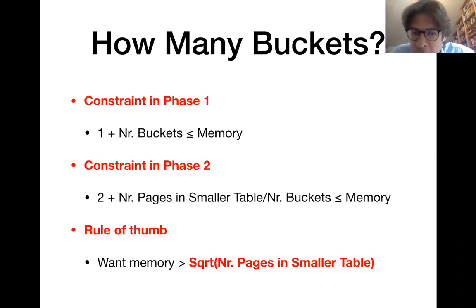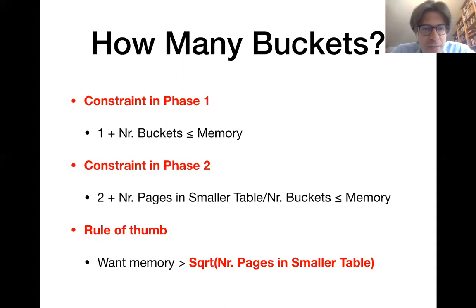And therefore, in the second phase, I want to make sure that the expected size of one of those hash buckets plus input buffer and output buffer, plus 2, is smaller or equal to the amount of main memory that I have. As you can verify by some calculations that I won't do here, there is a rule of thumb that makes sure that those two conditions are satisfied. And this is that we want the amount of main memory available to be a little bit greater than the square root of the number of pages in the smaller relation.